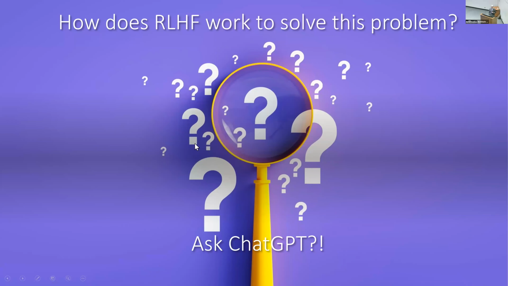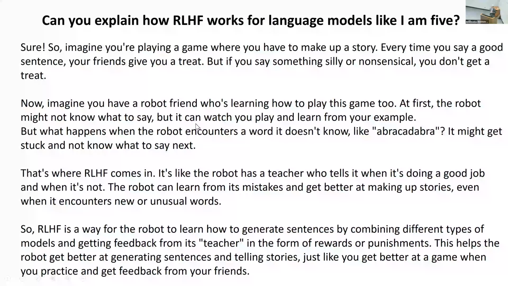Okay. So how does it actually solve this problem? Well, for fun, I decided to ask ChatGPT to see if it would solve the problem for me. And I did the classic one where I asked it to explain like I'm 5 years old. And it's actually a really impressive explanation. It talks about a robot friend learning to play a game where you get treats or rewards when you say the right thing.